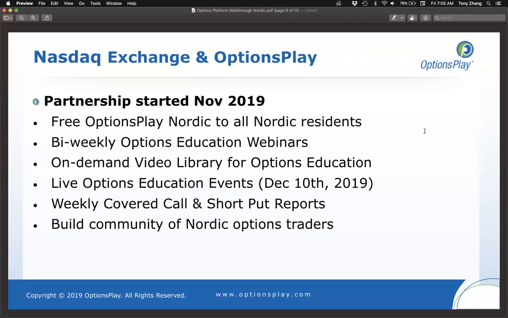At the core of this is providing free Options Play. Options Play is a tool that I'll show you here in a few minutes, but free access to Options Play is the core of this partnership to bring all Nordic investors access to revolutionary tools to help you explore, analyze, and ultimately trade options. But we understand as part of that, you need to learn about the strategies in order to deploy them. So now we offer options education webinars.